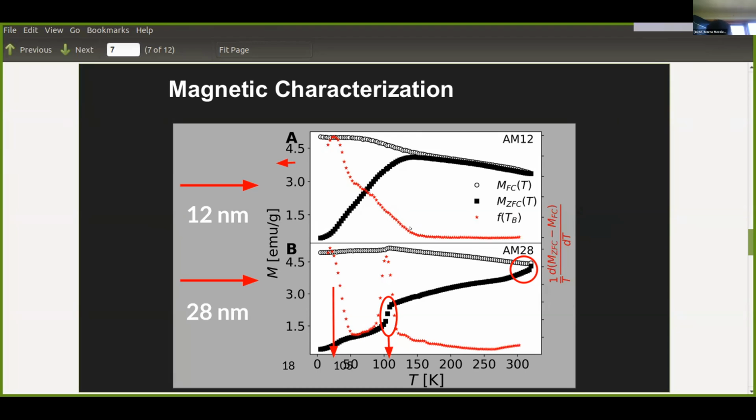From this, we find that for the smallest particles, the average blocking temperature is between 5 and 15 Kelvin, and for the larger ones, it's 18 Kelvin. And on the other hand, for these nanoparticles, we estimate an irreversibility temperature above 320 Kelvin. Something particular about these particles is that we observe a break around 105 Kelvin, as has been observed in other systems that go through a Verwey type transition.